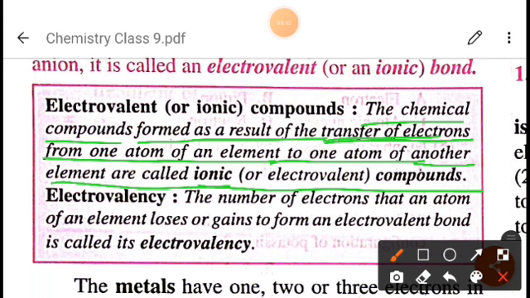What it means to say is that any compound which is formed by the transfer of electron, meaning the electron is transferring from one atom to another atom, at that time the bond which will be formed between them is called what? An electrovalent bond or ionic bond. And that compound which is formed as a result of the transfer of electron is called what? Ionic compound. I hope you have understood this, right?